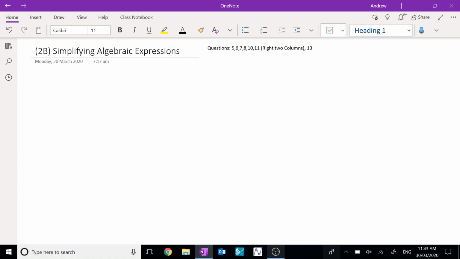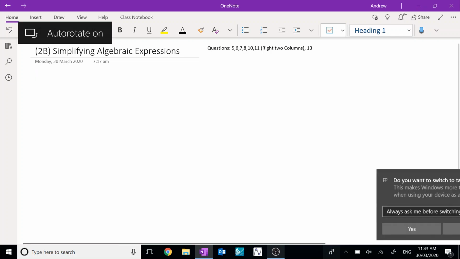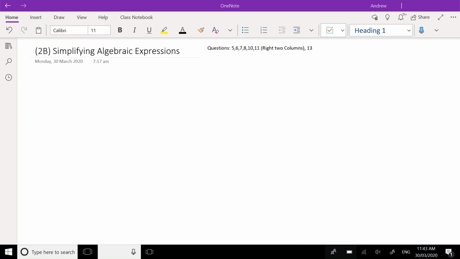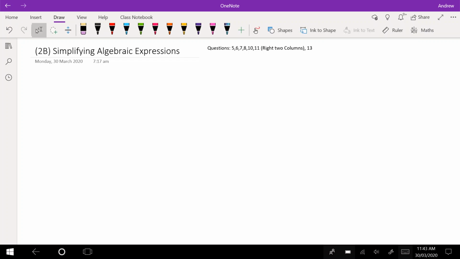Okay, simplifying algebraic expressions. We touched on what it was to be an algebraic expression yesterday. We know we have expressions which are combinations of terms and numbers put together by operations. So now we're going to get into how to simplify some of those more complicated expressions.